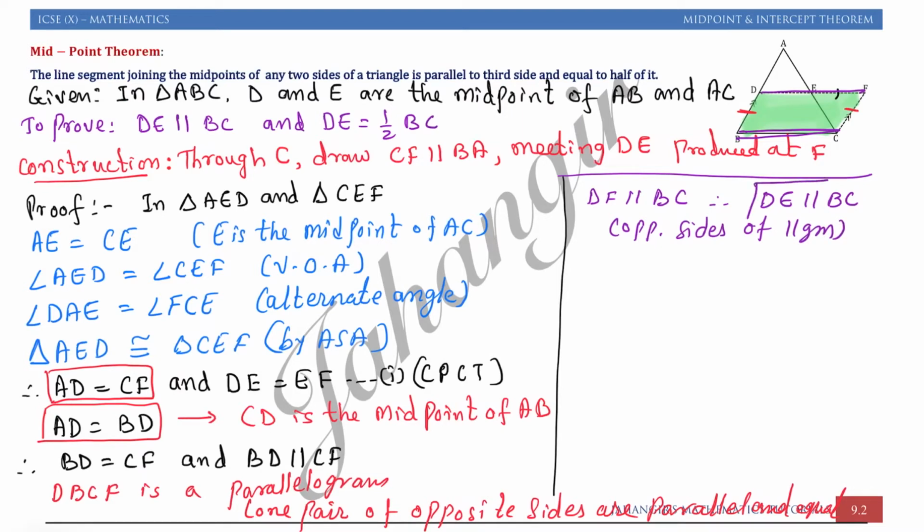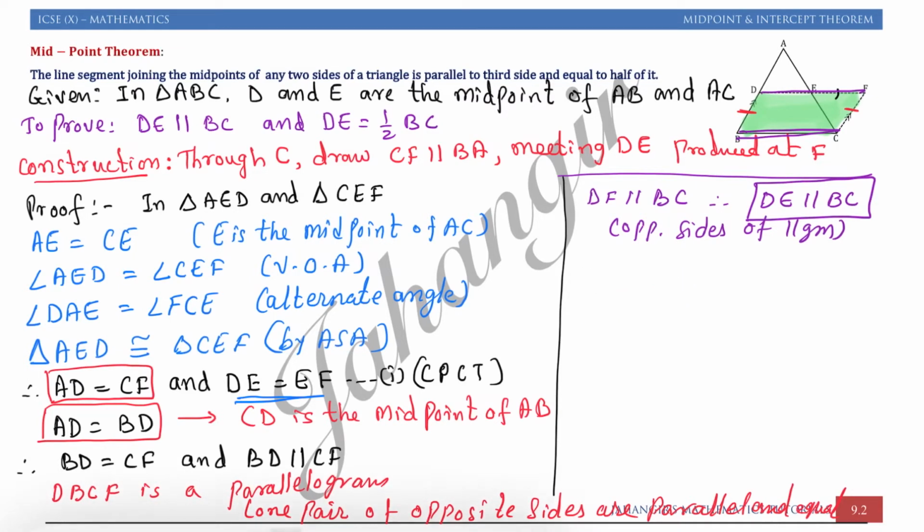So the first part we had proved. If DF is parallel to BC, then obviously DE is also parallel to BC. Now we can say the second part, where we have DF is equal to BC. This is opposite sides of a parallelogram. But what we have, DF, we can write it as DF is equal to... because E is the midpoint. We had already proved over here.